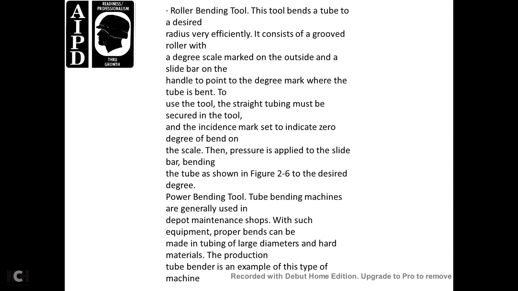Power bending tool. Tube bending machines are generally used at the depot maintenance shop, where with such equipment proper bends can be made in tube of large diameters and hard materials. In the production of tube benders, this is an example of the type of machine.